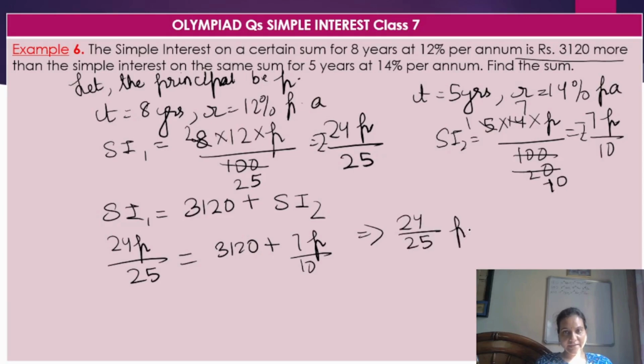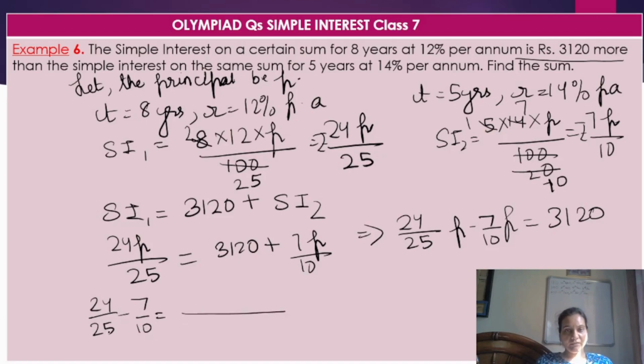Now I can take both the P terms together like this, on one side I can take P, and write 3120 on the other side. Now I just have to do 24/25 minus 7/10. Let me do that here, because I have to subtract these numerical coefficients.